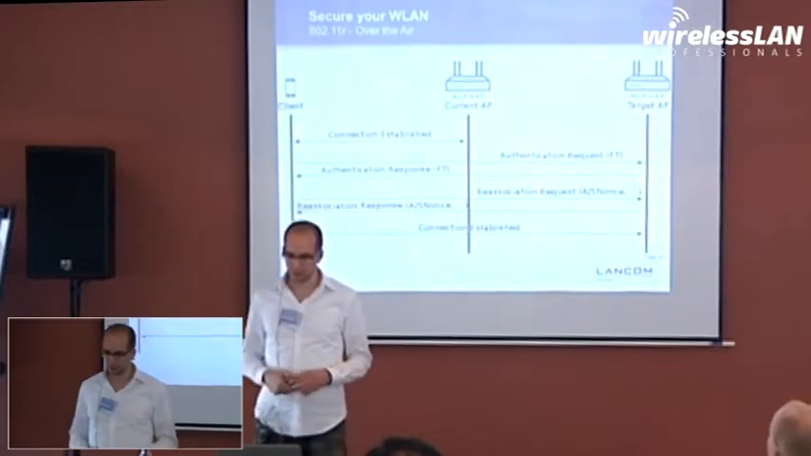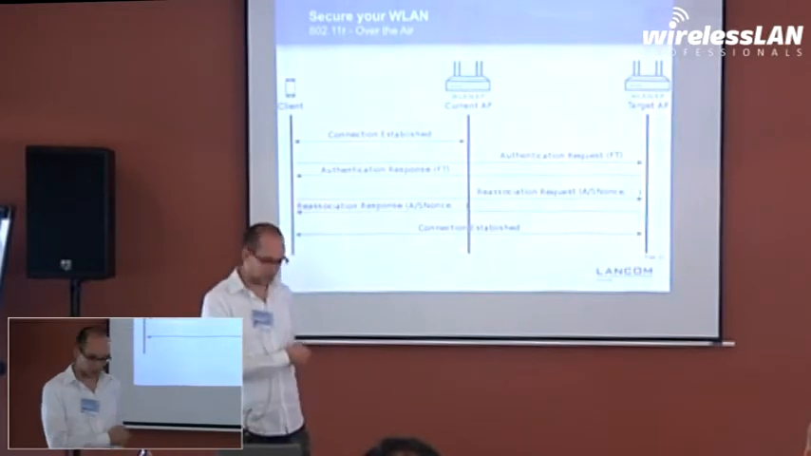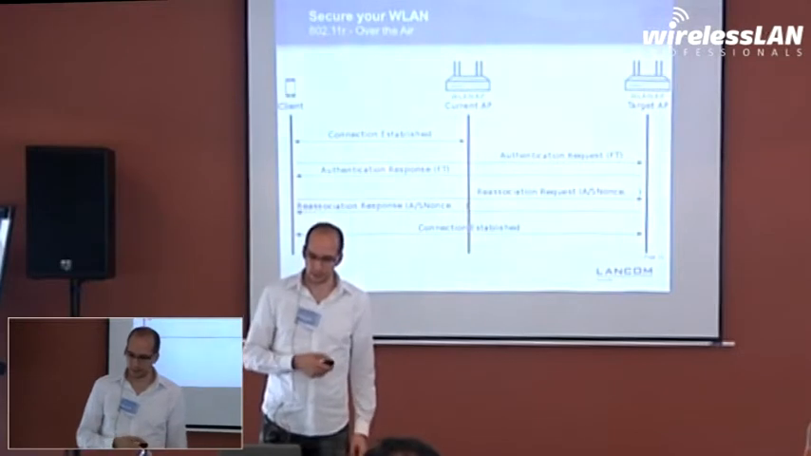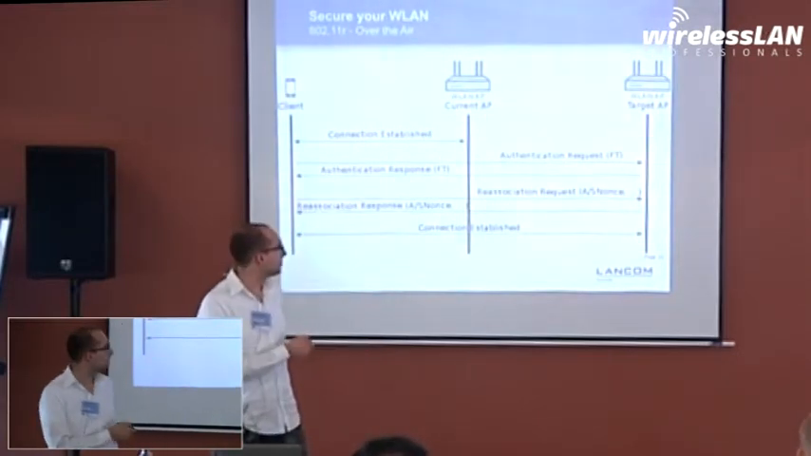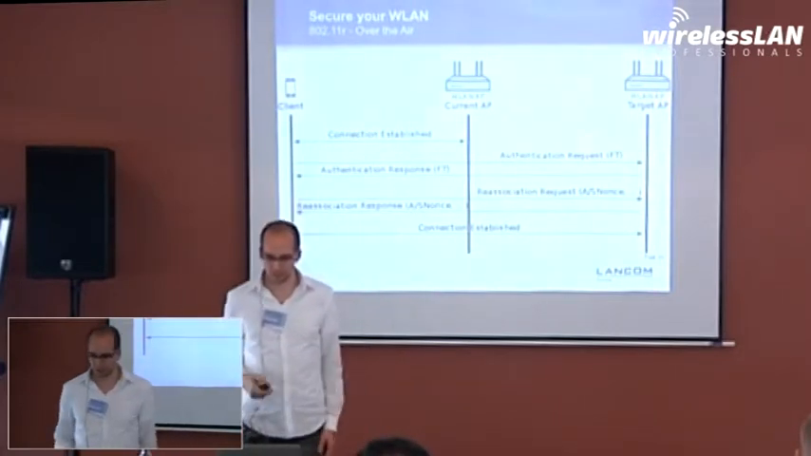Taking a look at the flow, if you're doing fast transition, you can see there's a connection already established between the client and the current AP. And as the client decides to roam to a new target AP, it will send out an authentication request, including the fast transition element.